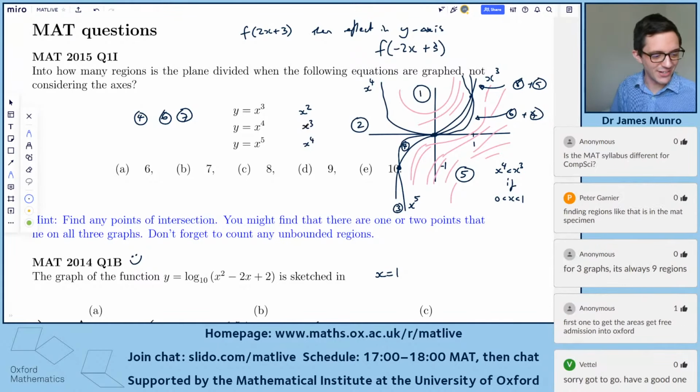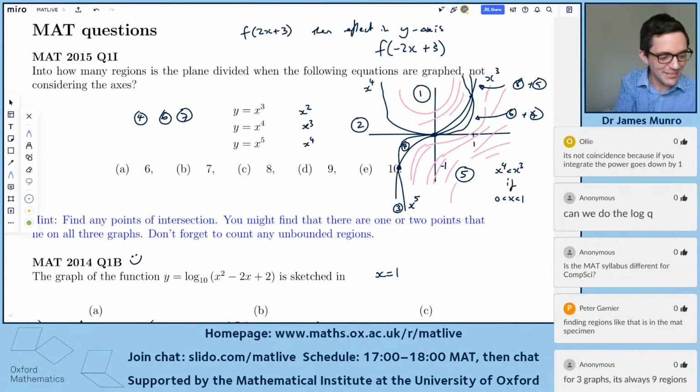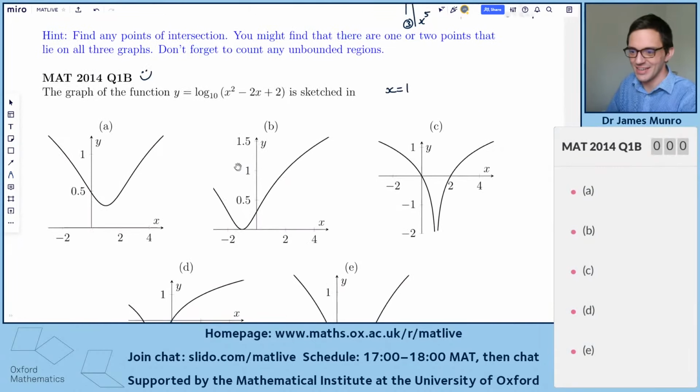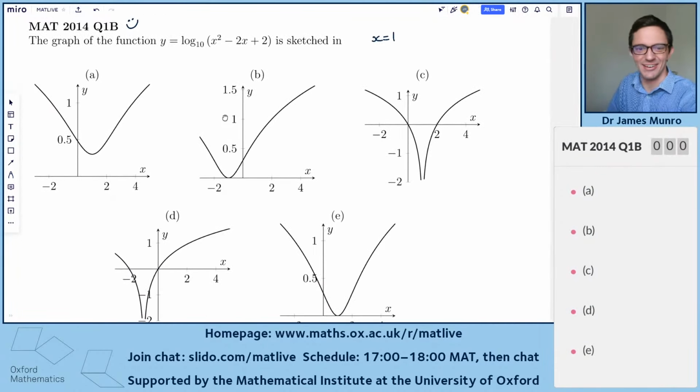People want to do the logarithm question. Come on, let's do the logarithm question. I'll put the poll up. We'll have a feel good moment together. I'm gonna hide the results. We're gonna put the logarithm question on. Here's the logarithm question. I quite like this question.